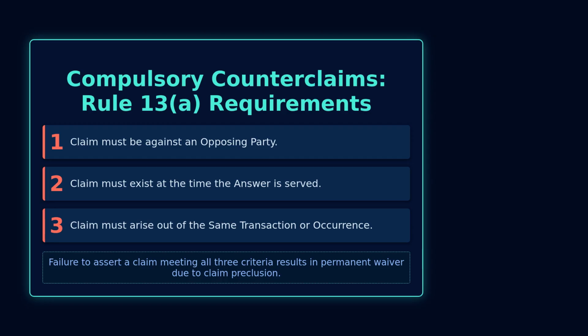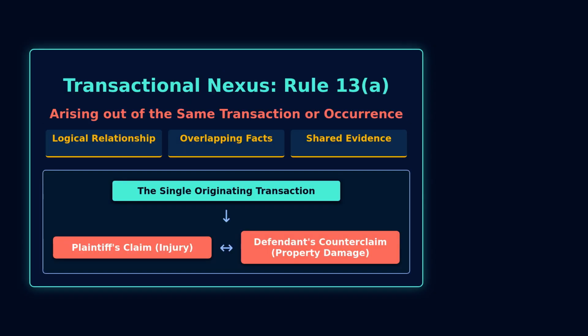Third, and perhaps most famously, the counterclaim must arise out of the same transaction or occurrence as the opposing party's existing claim. We will dedicate the next segment to thoroughly analyzing this transactional nexus, but for now, remember these three essential elements: opposing party, existing at answer, and same transaction or occurrence. Meeting all three triggers the mandatory assertion requirement. We now focus intensely on that third, crucial element for compulsion.